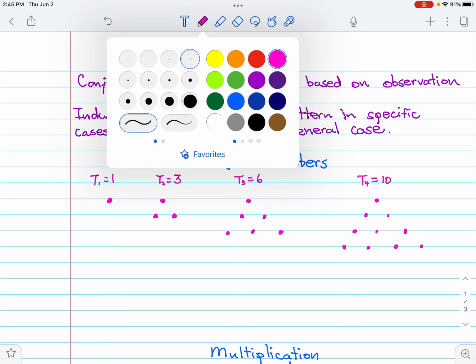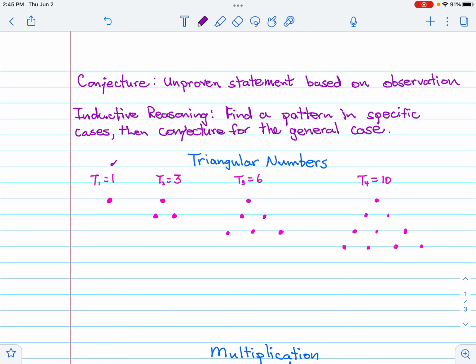And you can see the first triangular number is 1. So it goes like this: 1, 3, 6, 10. And it goes on and on. But I've just listed 4 of the triangular numbers here. Now, I want to use this to explore how we observe a pattern and make a conjecture. Now, these triangular numbers are formed by putting dots.